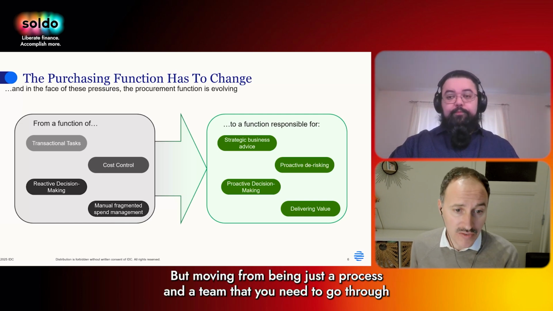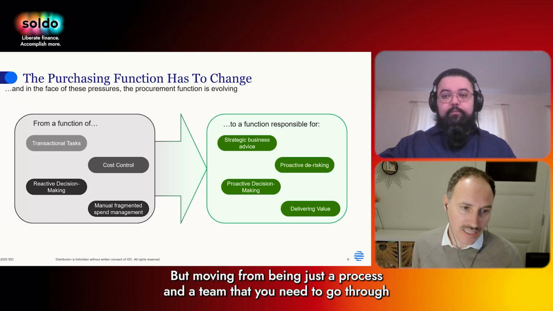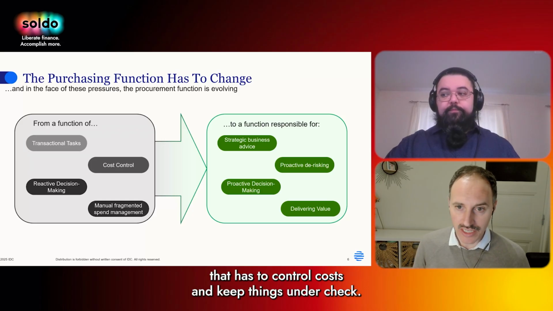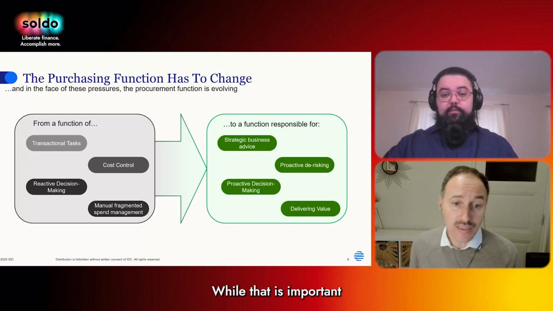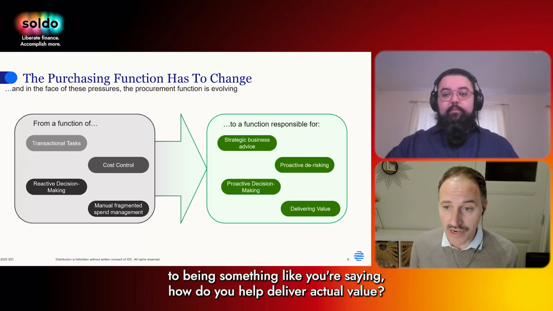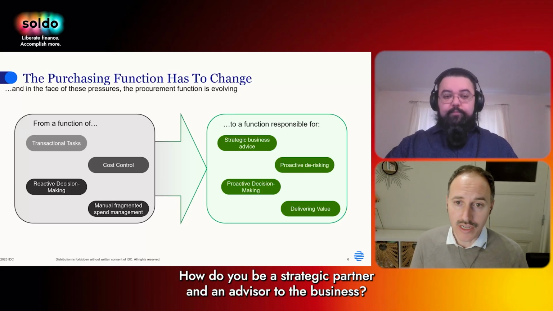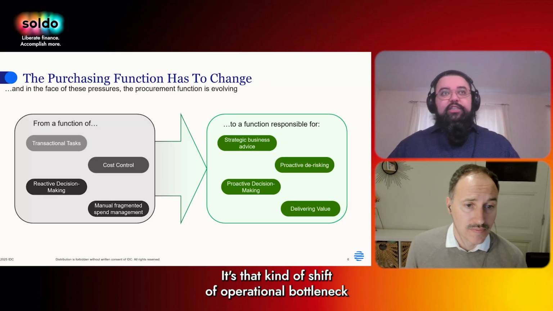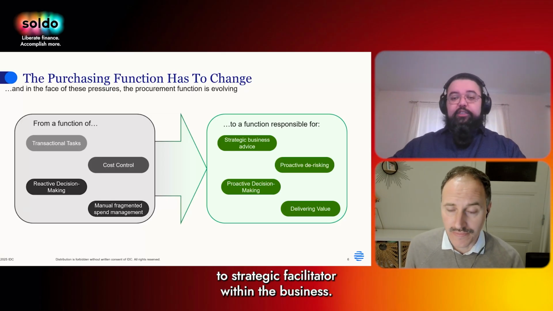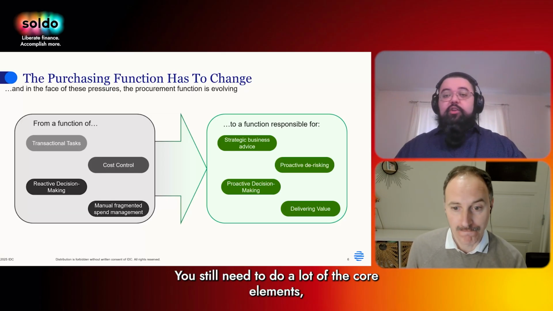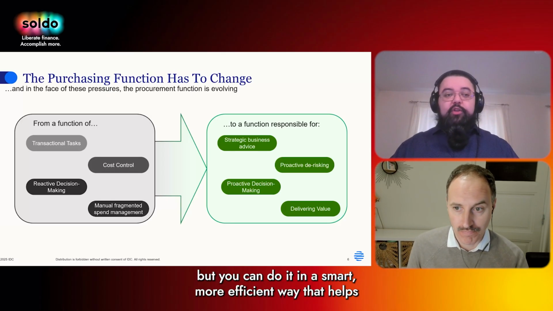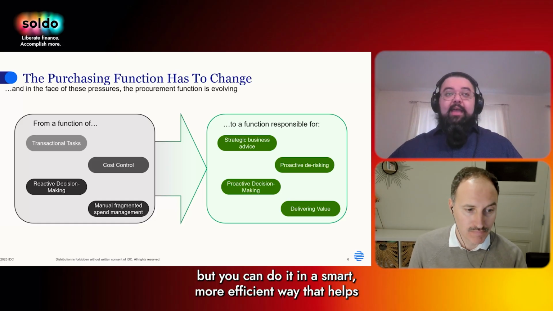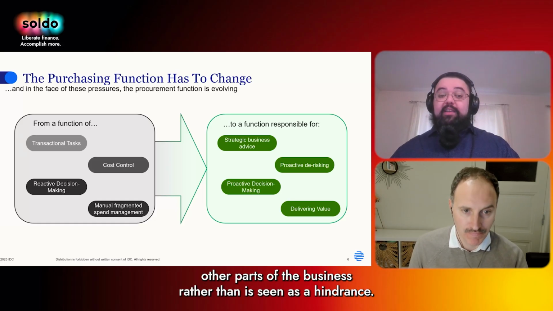It's a path to get there. But moving from being just a process and a team that you need to go through, that has to control costs and keep things under check, while that is important, to being something, like you're saying, how do you help deliver actual value? How do you be a strategic partner and an advisor to the business? Exactly. It's that kind of shift from operational bottleneck to strategic facilitator within the business. You still need to do a lot of the core elements, but you can do it in a smarter, more efficient way that helps other parts of the business rather than is seen as a hindrance.